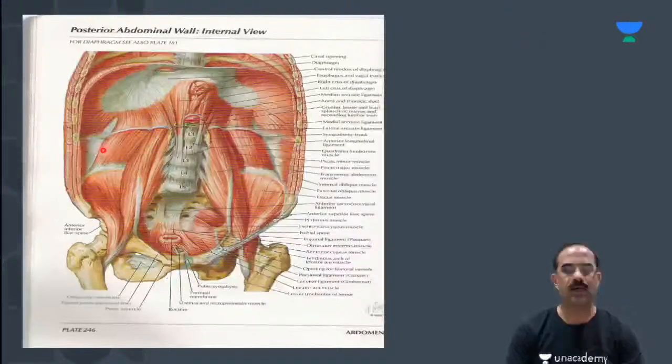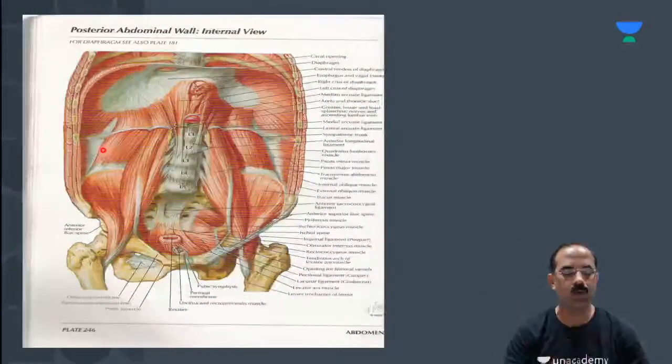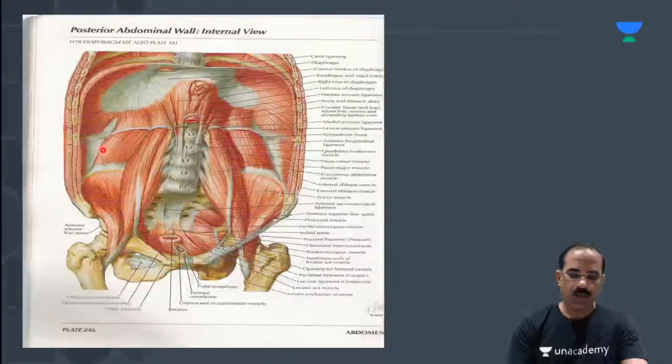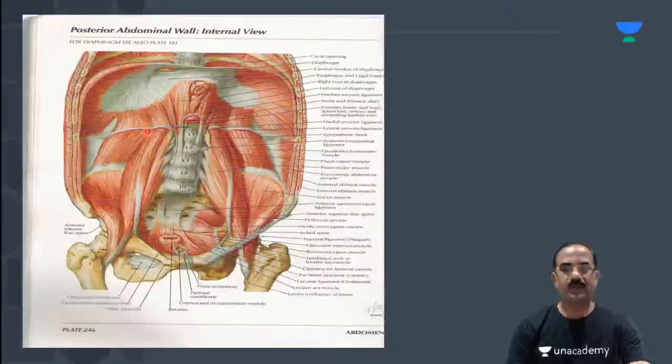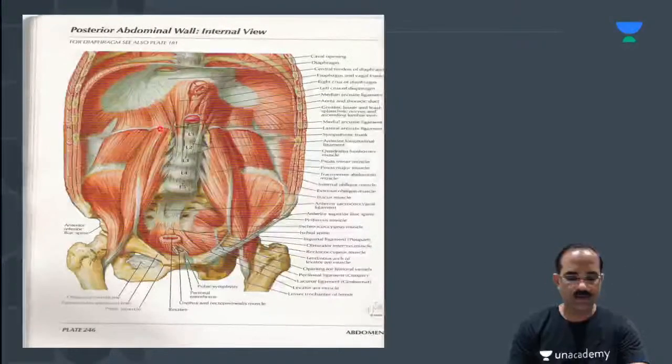These three muscles are going to form what? The posterior abdominal wall. And if you can quickly tell me what this is. This is a thickening of the psoas fascia. You can see this structure here. What is this known as? This is what we call the medial arcuate ligament, and that's a thickening of the psoas fascia.